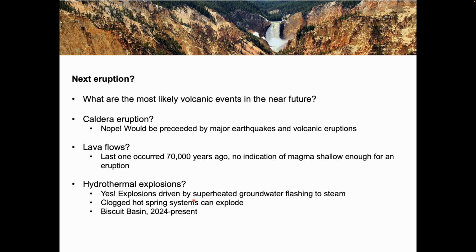Hydrothermal explosions, that is the interaction between magma or lava and water, yes. These are the most likely things to happen in any given year at Yellowstone, with about a 1% chance every year of occurring, according to the U.S. Geological Survey's Yellowstone Volcano Observatory. These hydrothermal explosions are driven by superheated groundwater flashing to steam. Also, clogged hot spring systems can explode, and that happens about every year. The most recent of those happened in a place called the Biscuit Basin in 2024, and again this year in 2025.